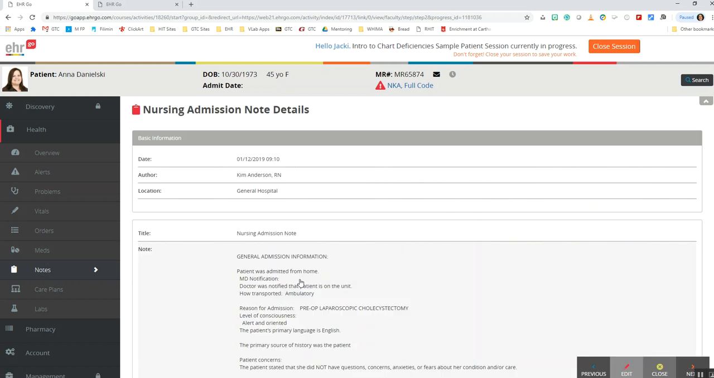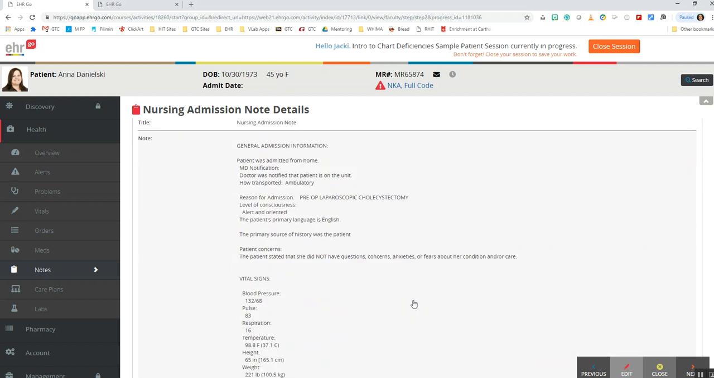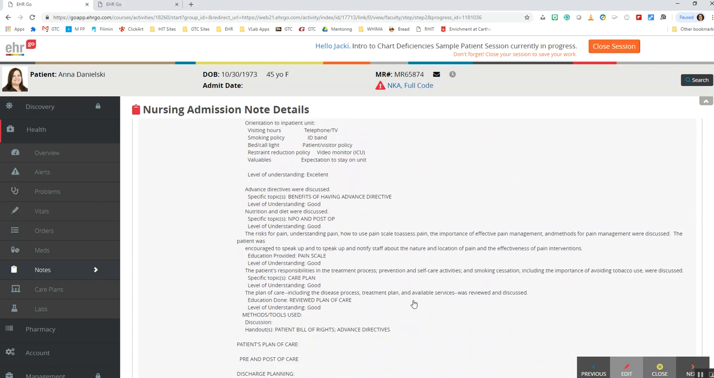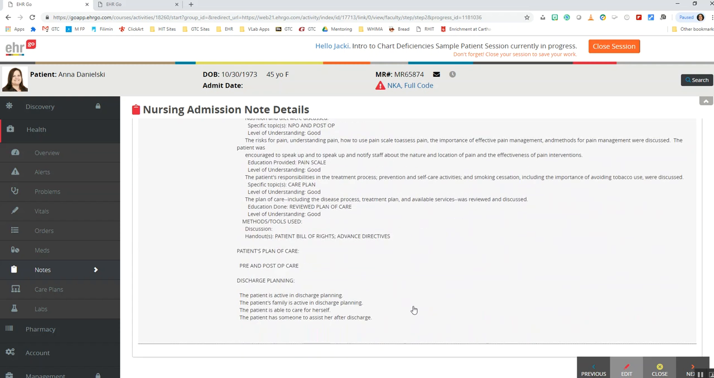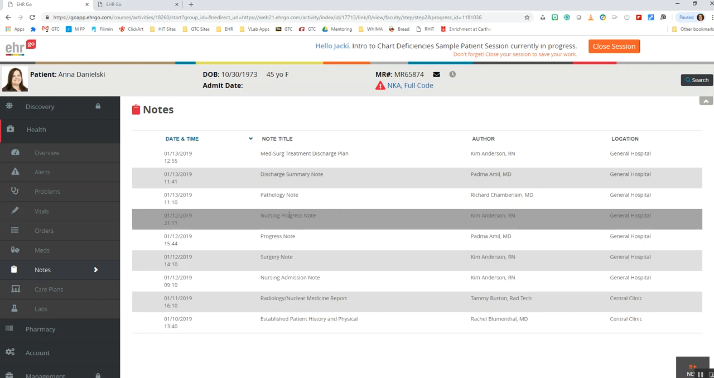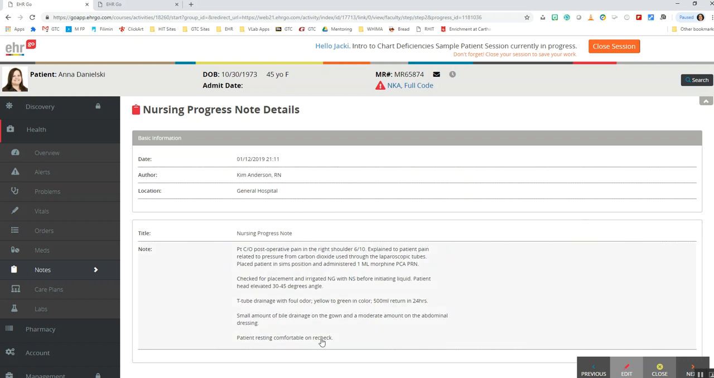A nurse admission note. Here we do see the nursing admission note by Kim Anderson. Nurses do not have to sign documentation that they create because they create the documentation under the auspices of the provider who's overseeing them. So that's the person who is ultimately responsible. So the nurses themselves are not signing this. Okay, daily nurses or progress notes. So here is a nursing progress note, and we can see that that was entered. So we'll check the box next to nurse and write in Kim Anderson RN.